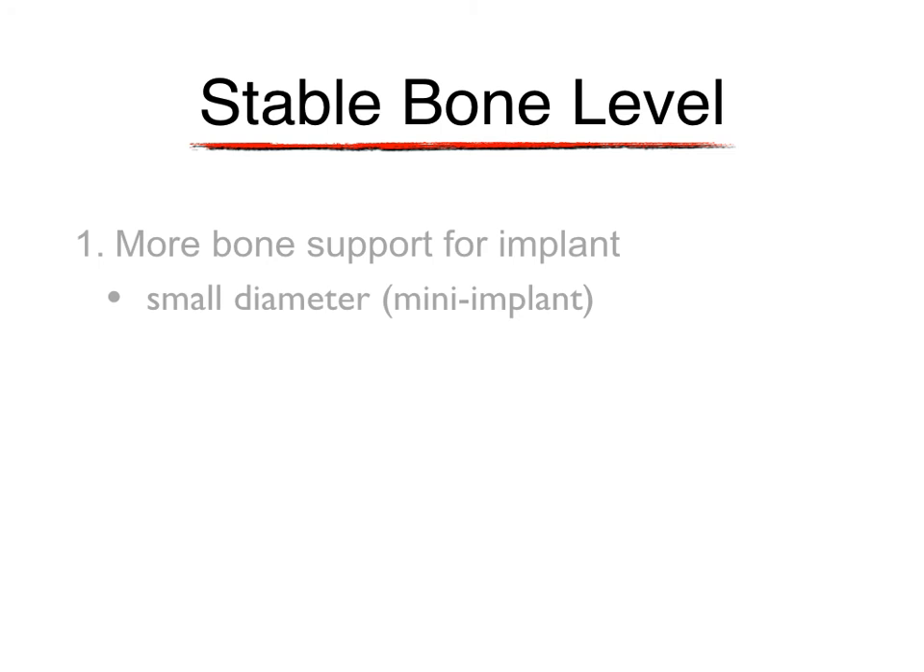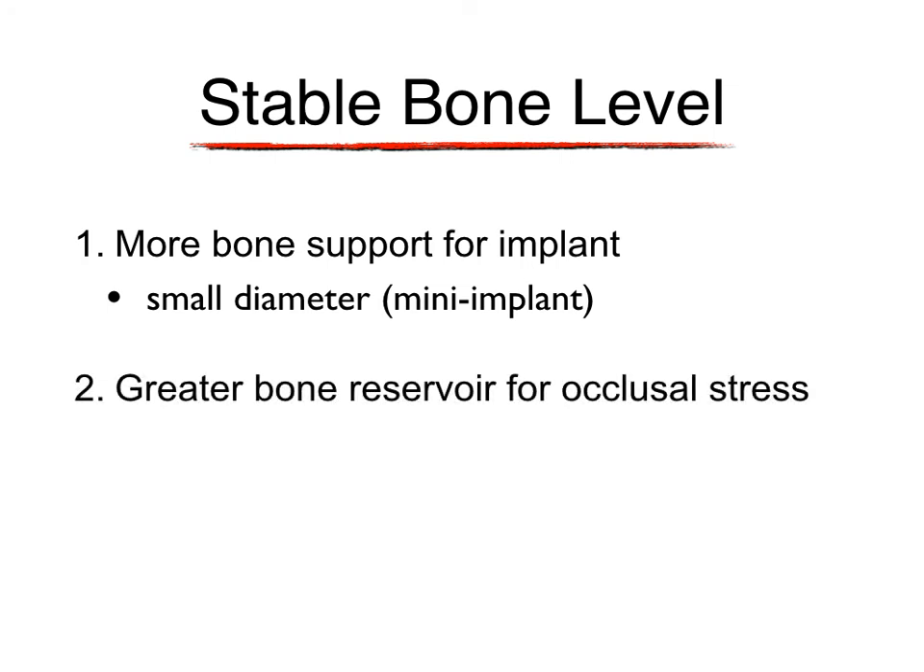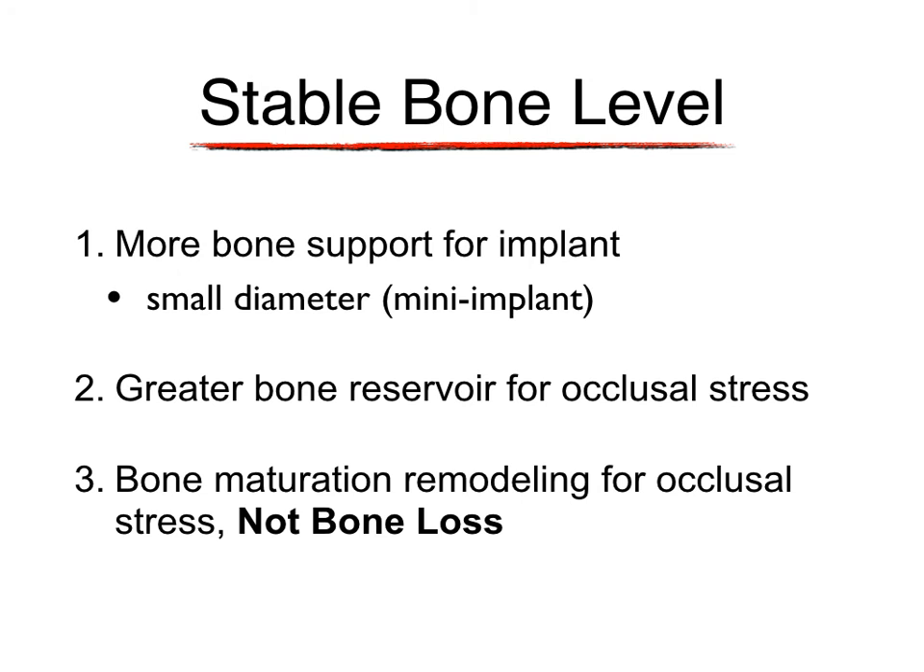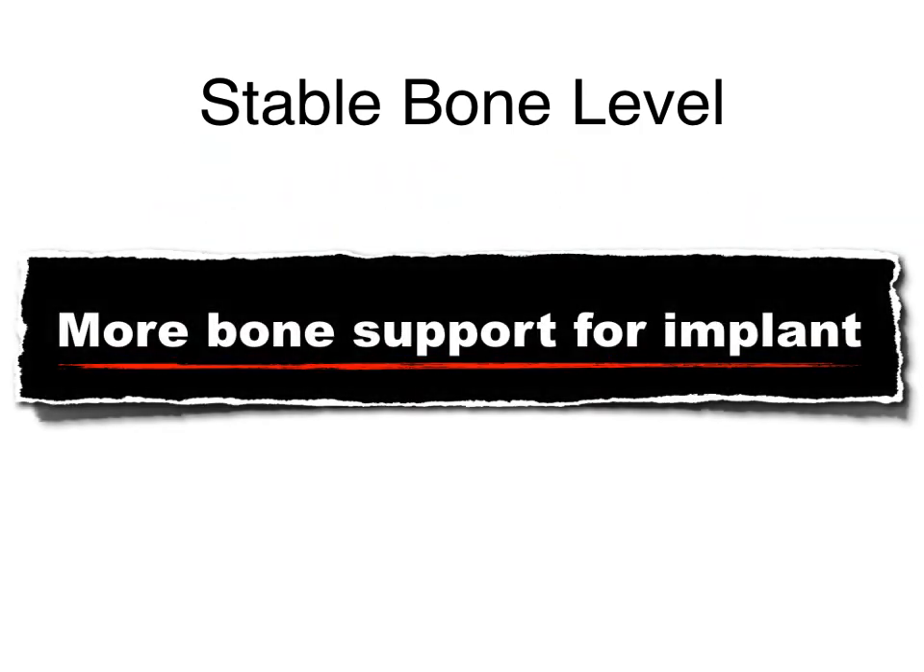Stable bone level can be explained by the fact that because a mini implant is placed rather than a conventional size implant, a greater amount of bone is preserved. When occlusal stress is applied to the greater amount of bone reservoir, bone maturation takes place rather than bone loss. The lesson that we learn using a mini implant is that if you want to have stable bone, you need to have more bone supporting the implant.